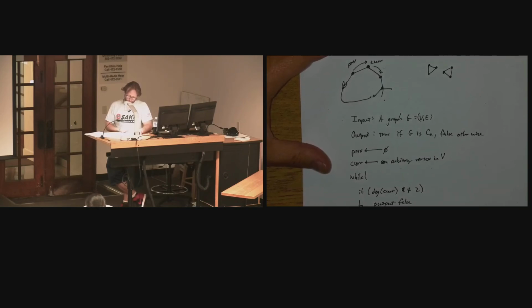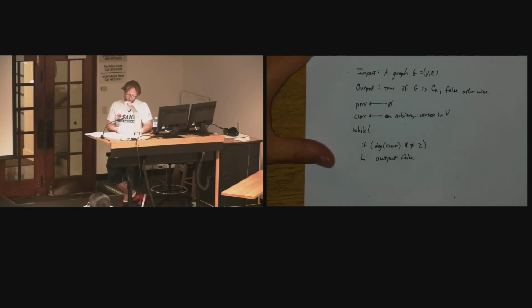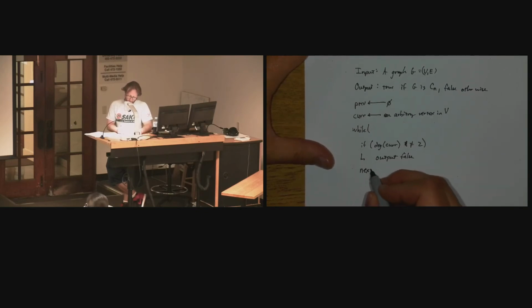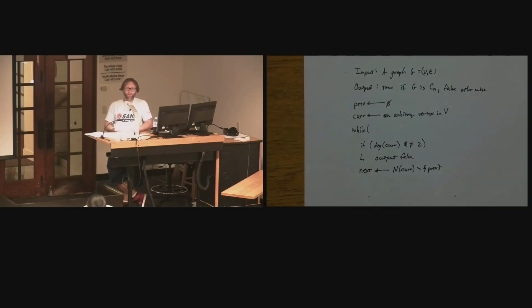Otherwise, you know that the degree is 2. We need to now determine what we're going to do to go to the next vertex. So I'll go ahead and create next. It's going to be the thing in the neighborhood of the current without the previous, because we don't want to go back to something that we've already visited. By the way, there are lots of solutions. You could color the vertices, which is what we're eventually going to do with DFS.